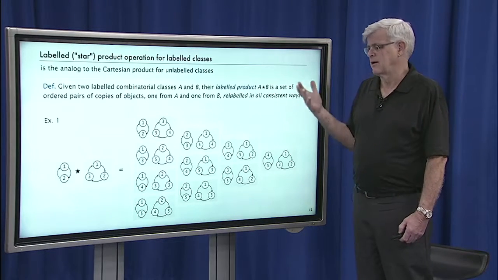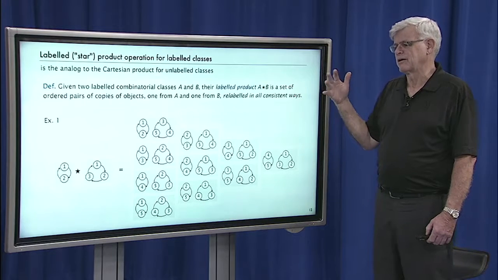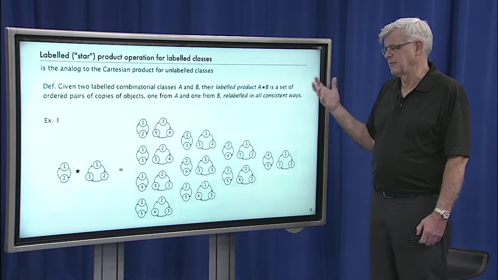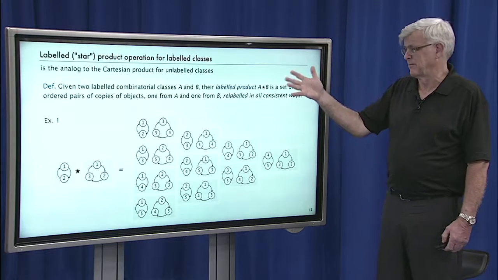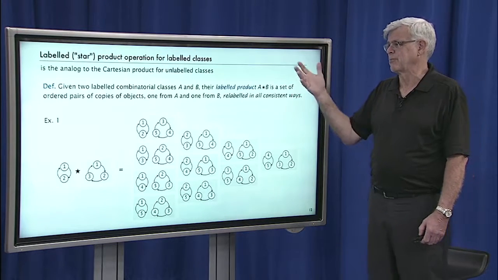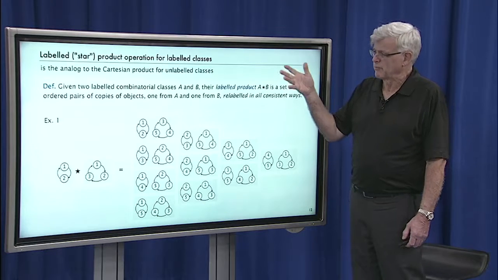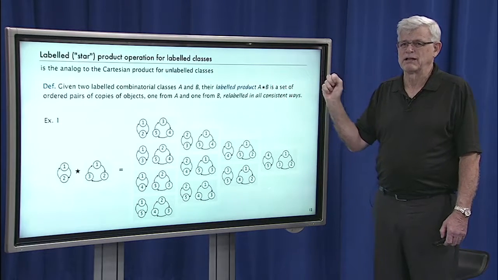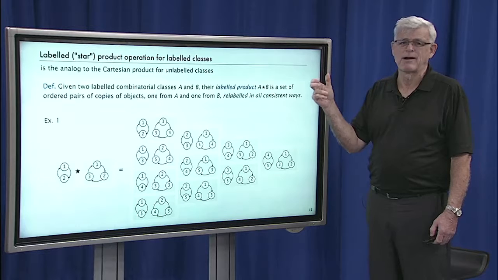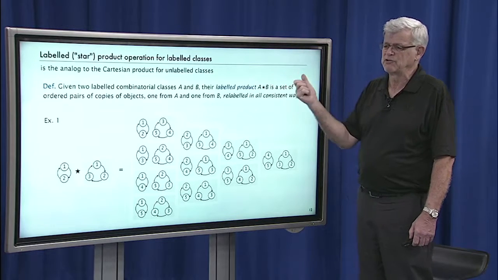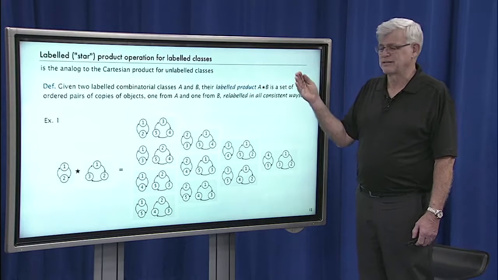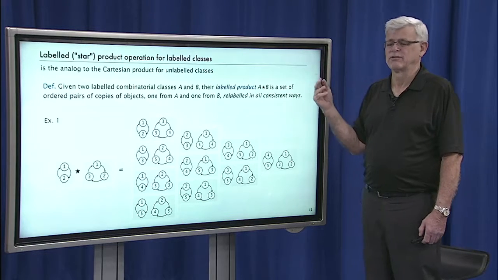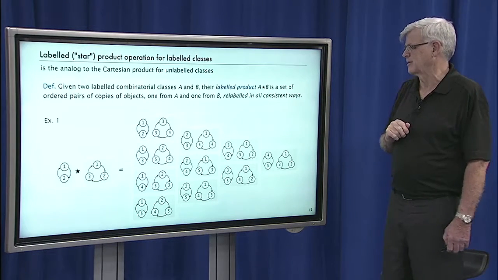Now, the operations that we perform on labeled classes in order to create combinatorial constructions are based on the product operation. We had a product operation for unlabeled classes, which was the Cartesian product, where we take one item from each class to make a pair. This operation, called the star product operation for labeled classes, is the analog to the Cartesian product.